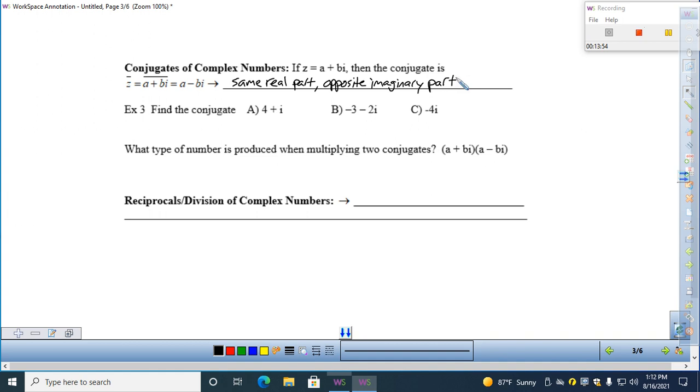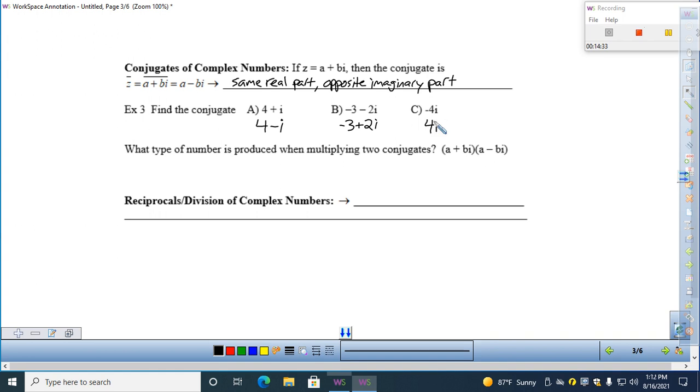So why don't you take literally 10 seconds, see if you can knock out A, B, and C. I'll wait a sec. You can pause, whatever the case may be. And all I think about is: same real part, opposite imaginary part. So the conjugate of 4 plus i is 4 minus i. The conjugate of negative 3 minus 2i is negative 3 plus 2i. The conjugate of negative 4i is just positive 4i. Same real part, opposite imaginary part.